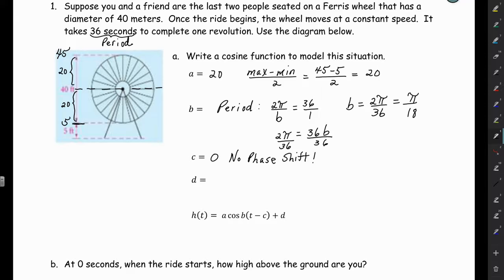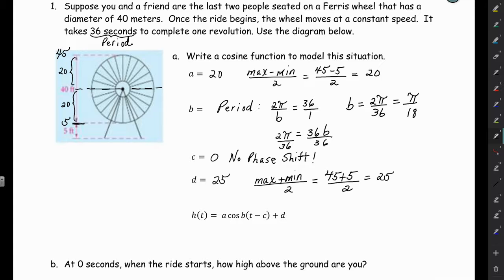D is the vertical translation, the center of our curve, and we can just look at our picture here. We know that our center happens right here, 20 plus 5, so our center happens right at 25. You could also use the formula we talked about on the page before, the max plus the min divided by 2. We get 50 divided by 2, which gives us 25.